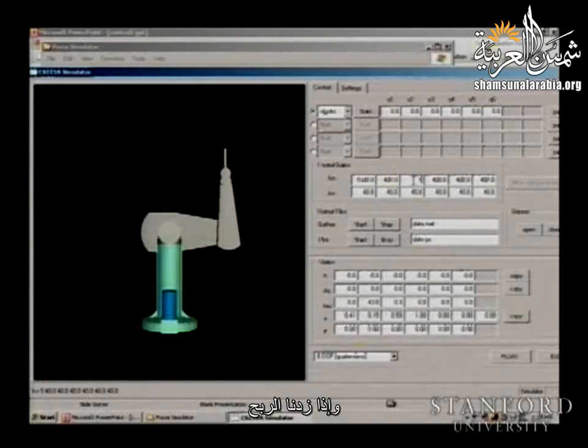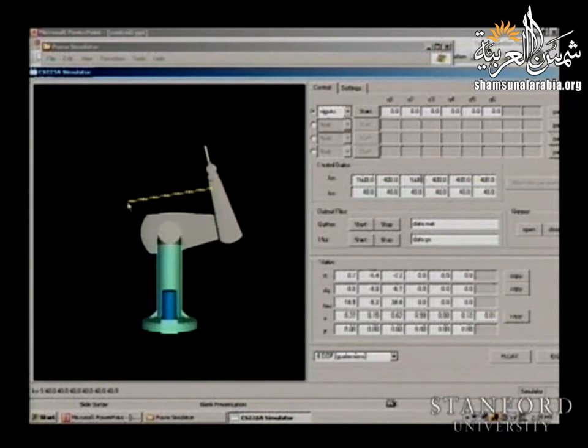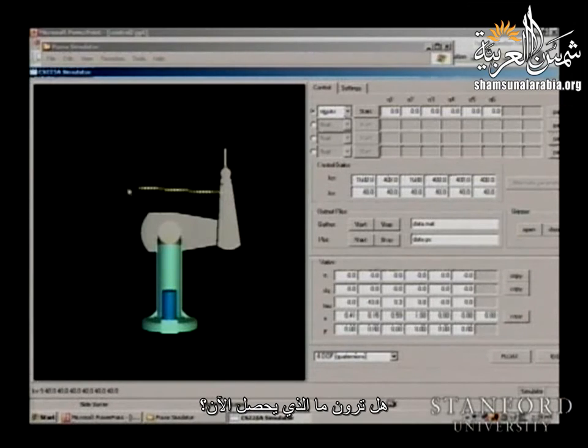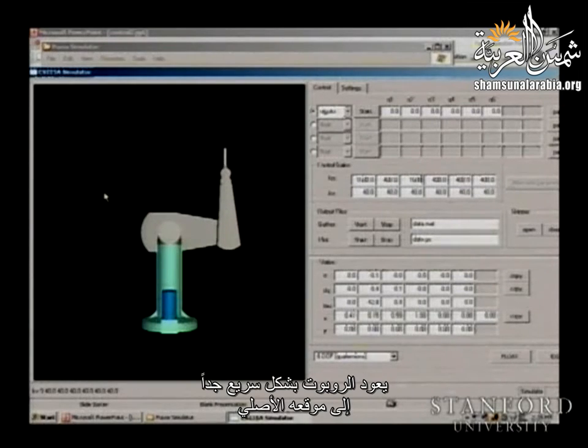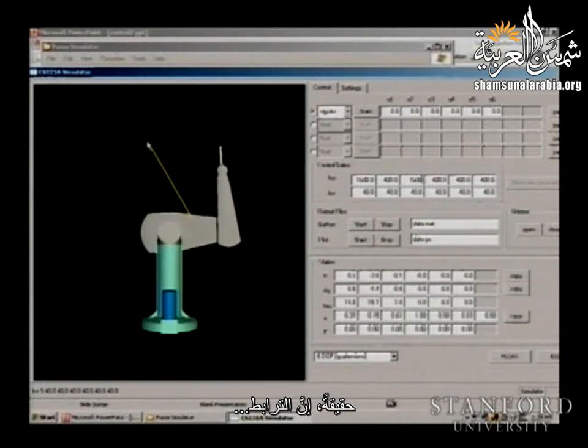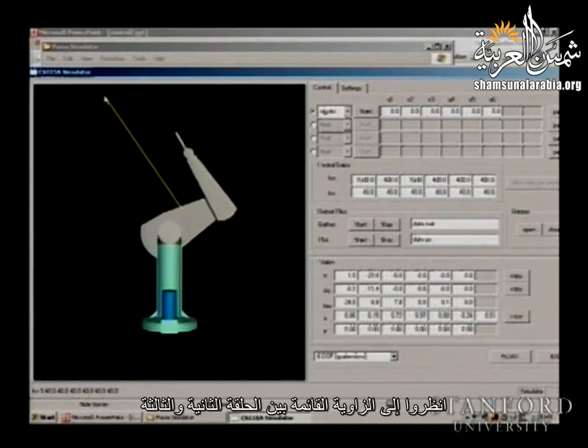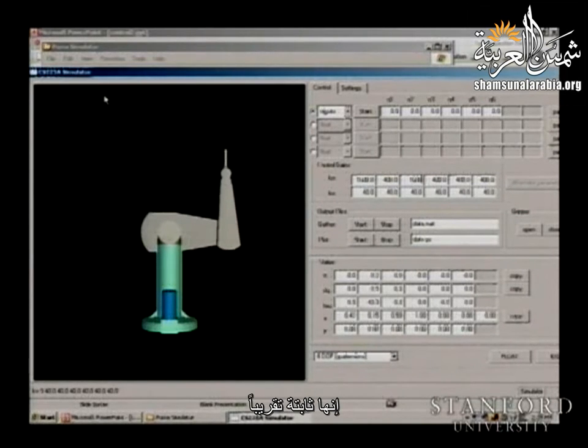And if we increase the gain, do you see what is happening now? It's going very quickly to its position. So in fact, the coupling, you look at the 90 degrees between link 2 and link 3. It is maintained almost. In fact, if I increase joint 2 as well, it will be hard to move it.